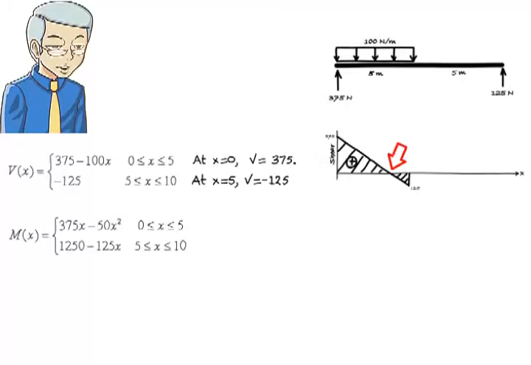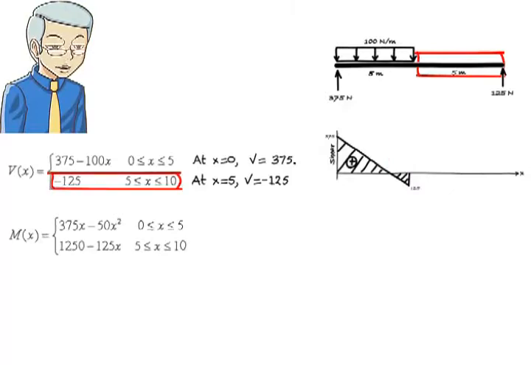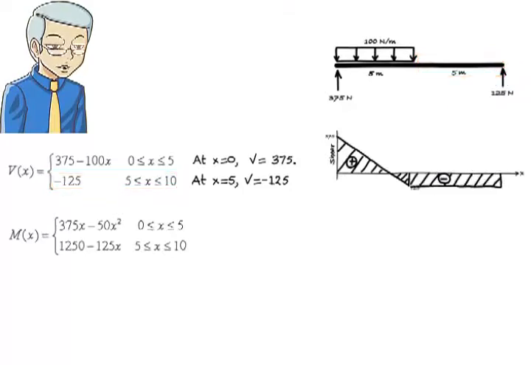Note that the line crosses the x-axis between 0 and 5, making the left part of the diagram positive and the right part negative. For x between 5 and 10, shear is given using the equation negative 125. Since here shear is not really a function of x, it remains constant throughout the segment. So now we have the complete shear diagram for the beam.